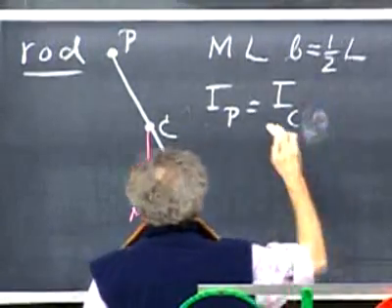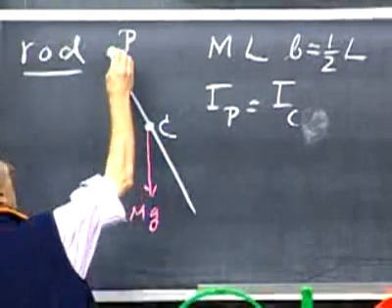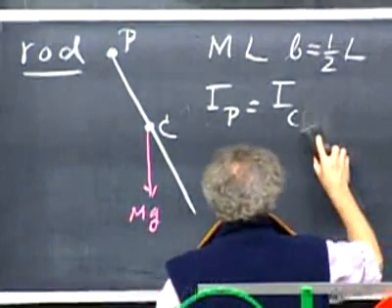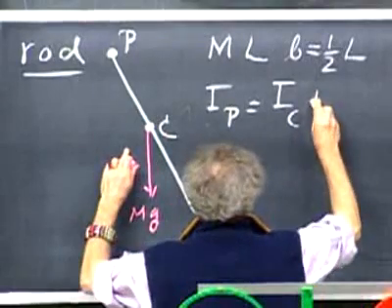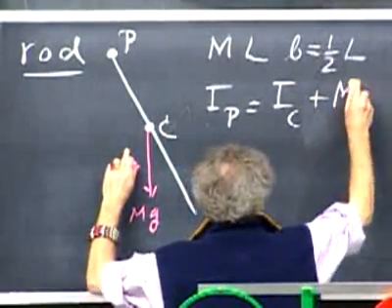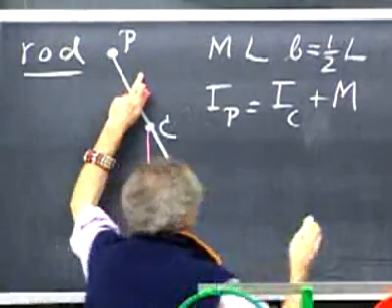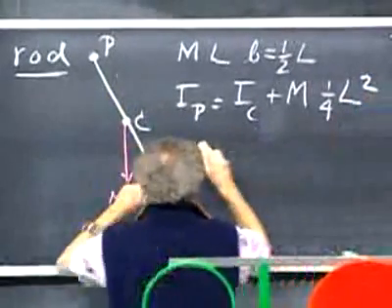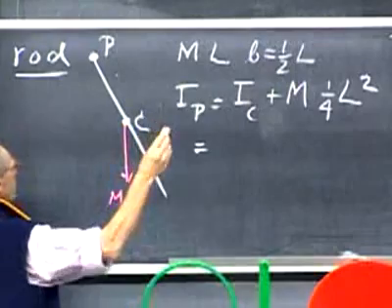The axes have to be parallel, so this axis perpendicular to the blackboard, and this axis perpendicular to the blackboard, plus the mass of the rod times the distance between P and C squared, plus m times this distance squared, so that is B squared, and B squared is 1/4 L squared. What is the moment of inertia for rotation of a rod about this axis?